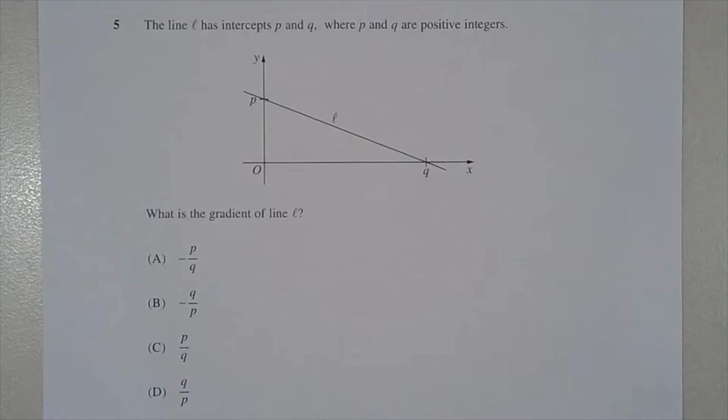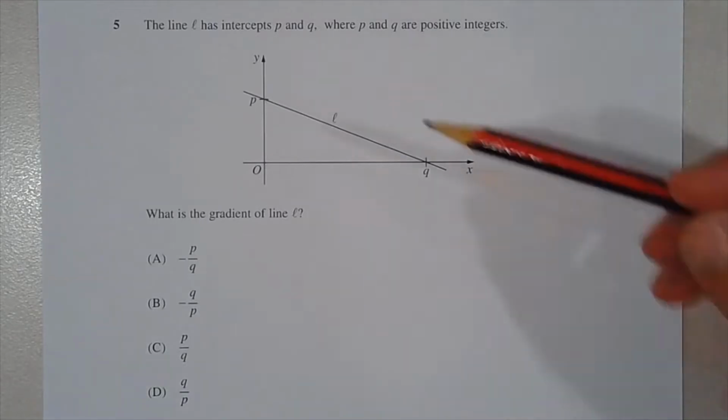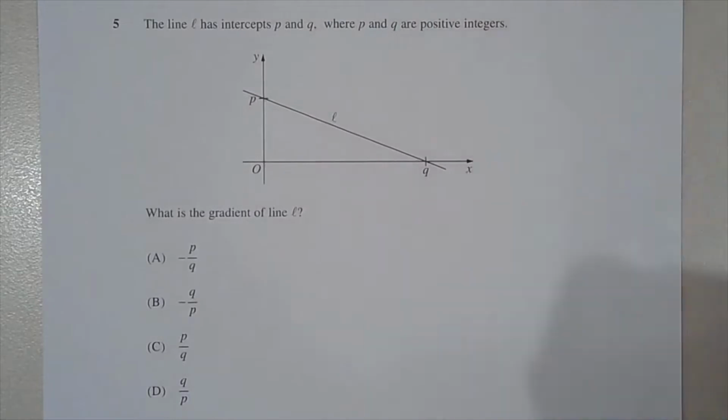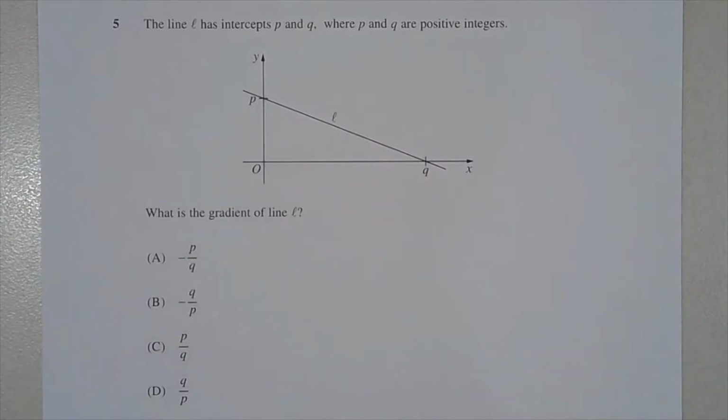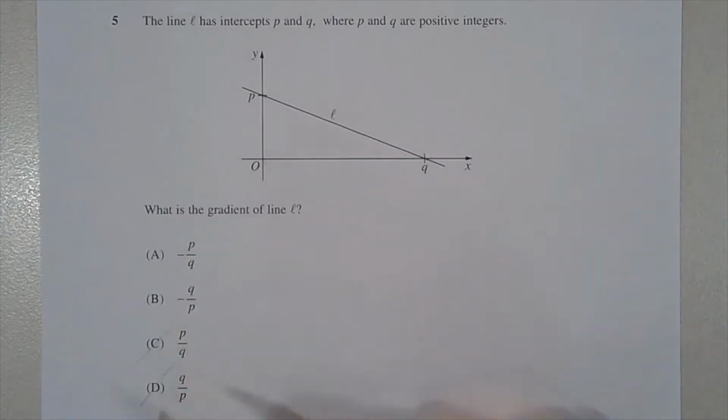Question 5. The line L has intercepts P and Q, where P and Q are positive integers. What is the gradient of line L? Now the first thing to note is that this is a downhill, which means that the gradient should be negative. So we're only going to consider options A or B. So C and D are clearly out.